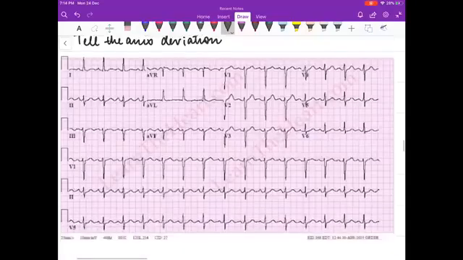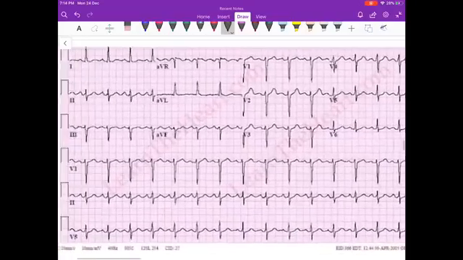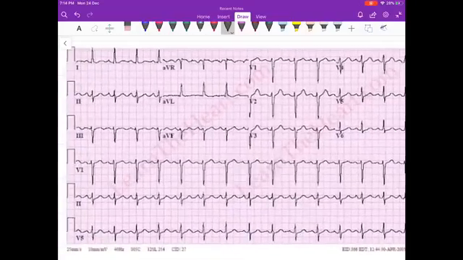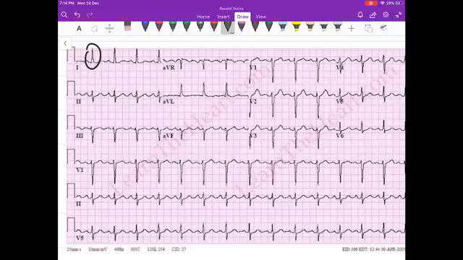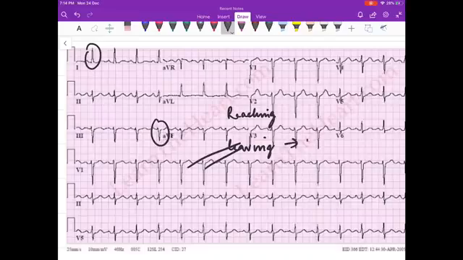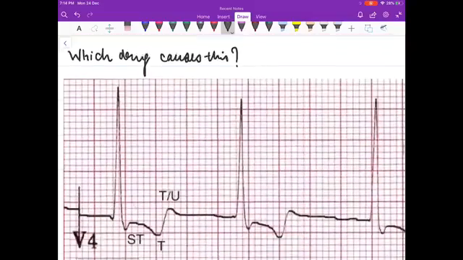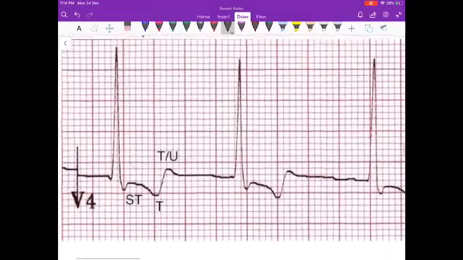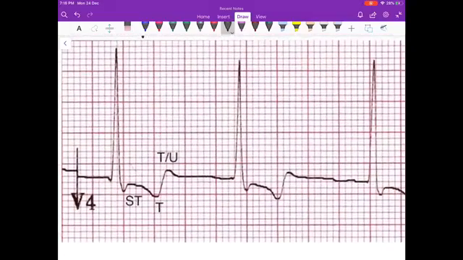Okay, so tell the axis deviation in this ECG, friends. Axis deviation in this ECG. So you will see the lead 1 and you will see the lead AVF. Are they reaching or are they leaving? So they are leaving. So it is a left axis deviation.